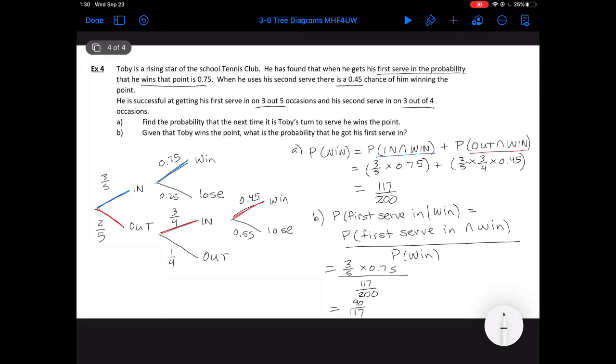So the first two examples are tree diagrams without replacement. The probability stays the same as you progress. The second two are probability with replacement, or where the probability changes from step to step.